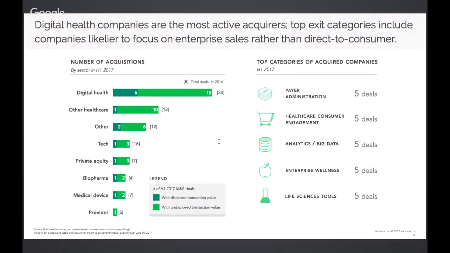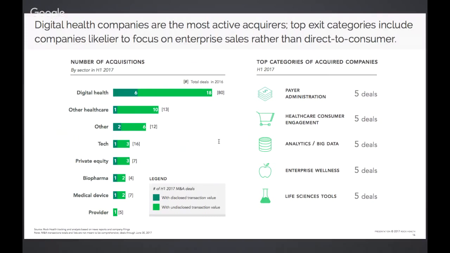When we look at who was doing the acquiring and what types of companies they were acquiring, that's what we've laid out on this slide. If you look to the left, it's largely digital health companies that are acquiring other digital health companies. This is similar to what we've seen in the past. And if you look to the right, this shows the type of companies that we saw largely acquired. They generally represent the traditional enterprise plays: payer administration, enterprise wellness, life sciences.